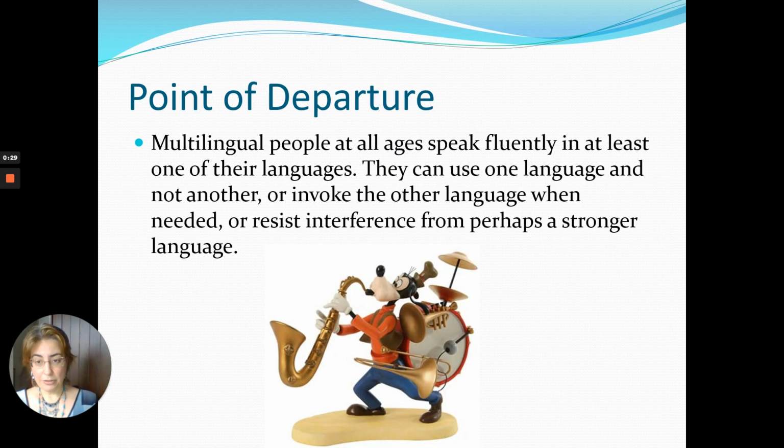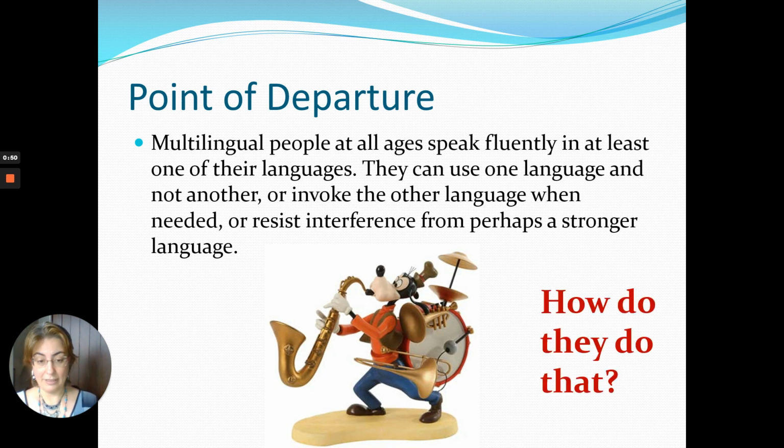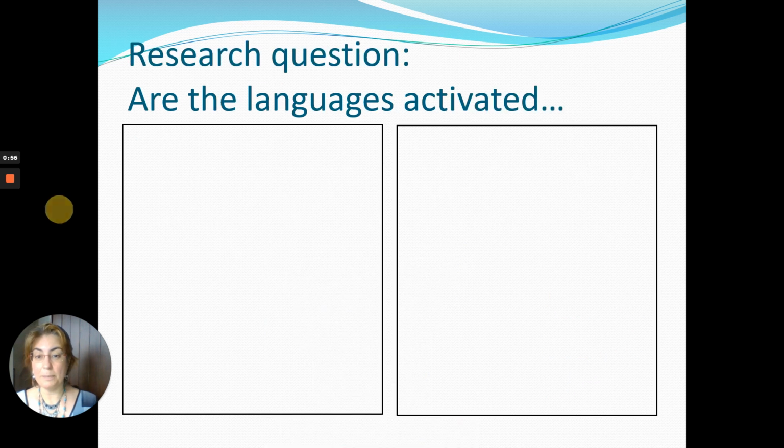So the point of departure of that in the studies of multilingualism is an observation, which is that multilingual people at all ages speak fluently in at least one of their languages. They can use one language and not another, or invoke the other language when needed, or resist interference from perhaps a stronger language. So the question is, how do they do that? How do multilinguals manage with that mental complexity?